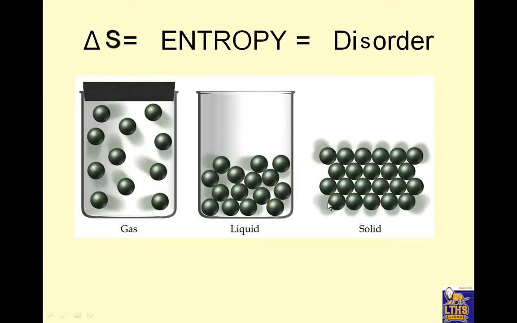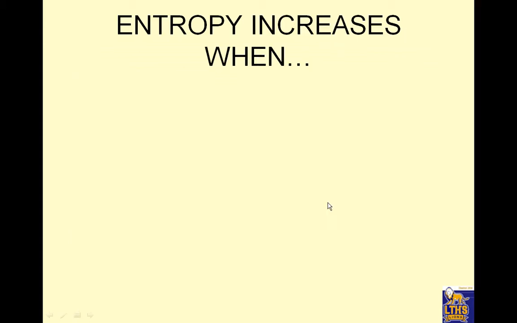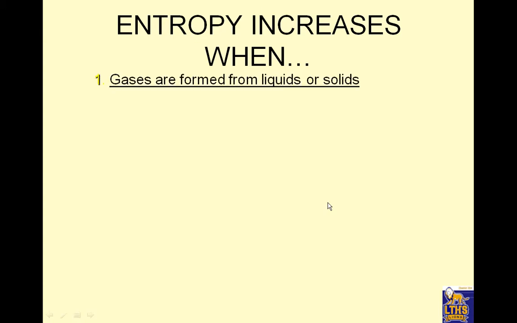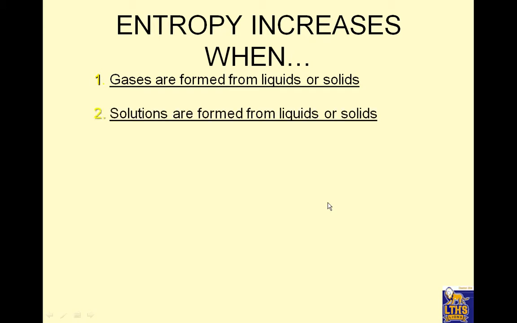Just to help you remember, delta S is entropy, and entropy is disorder or dispersal of energy over a variety of molecules. So how can you look at a chemical reaction and describe when entropy is increasing? Make sure you have these four things understood. If a gas forms in a chemical reaction that started out with liquid or solid reactants, then it's an increase in entropy.